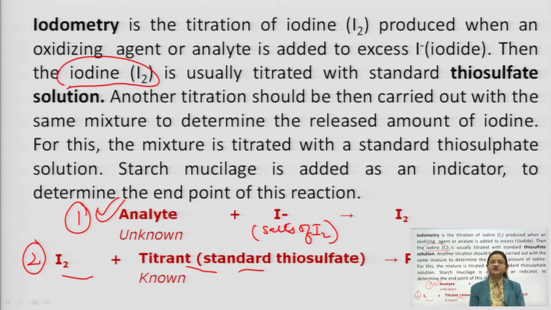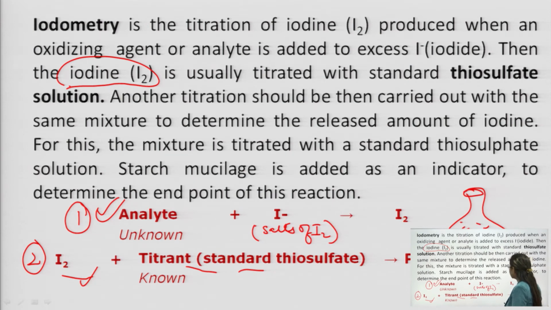Then the iodine, which is usually liberated, is titrated with the standard thiosulfate solution, and when the thiosulfate solution consumes all the iodine, none of the iodine is left in the reaction flask or titration mixture to show the blue color with starch. That's why as long as this iodine is present in the medium, your solution remains blue in color, because starch is present in your titration mixture, so it is blue in color.